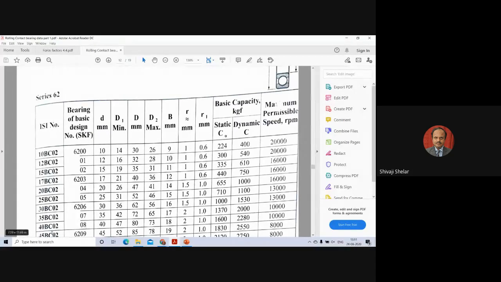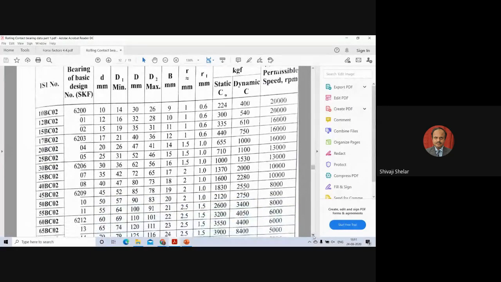The equivalent number, I'll just take it up so you can see it because it is coming at the bottom. So the 6208 bearing has a bore diameter of 40 mm. So these are the various parameters. The width here is B, that is 18 mm. Then these are the radii. What I have talked about is the static capacity as well as dynamic capacity. These are the tabulated values for the particular bearing.